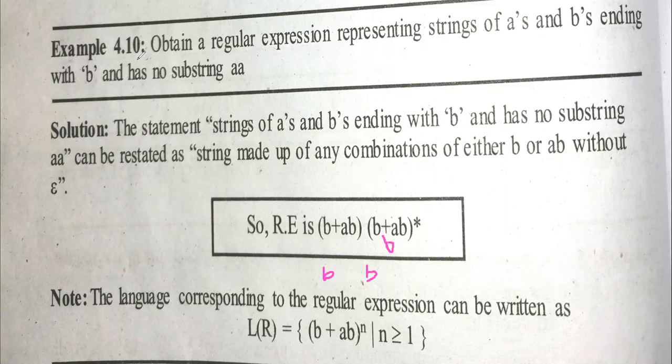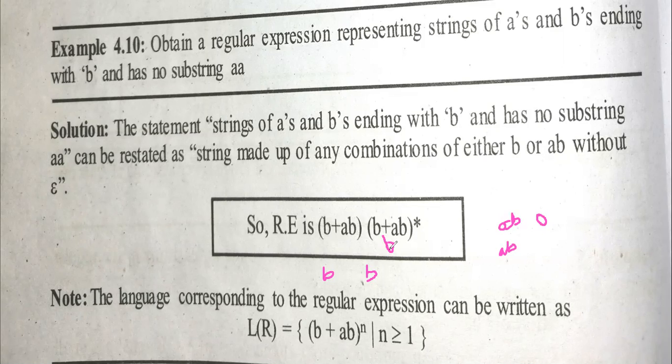According to this, what is the condition? Substring aa should not be available, and it should be ending with b exactly, satisfied. Then we'll consider the second possibility. ab, I will consider from the first set. Then from the second set, I will consider 0 times. Then what are you left with? ab exactly. Do you have a substring double a? No. Whether you are ending with b exactly? Yes, we are ending with b exactly.